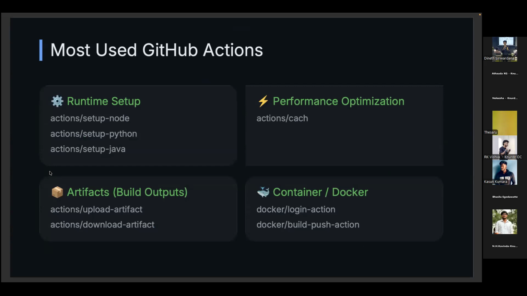Okay, these are the most used GitHub actions in the world. Simply set up Node, set up Python, set up Java. Or when it comes to performance, we are using Cache.